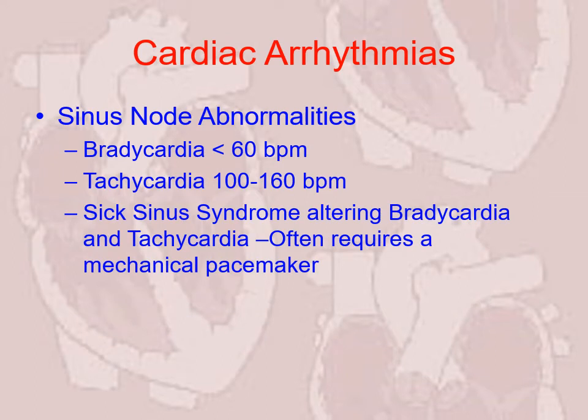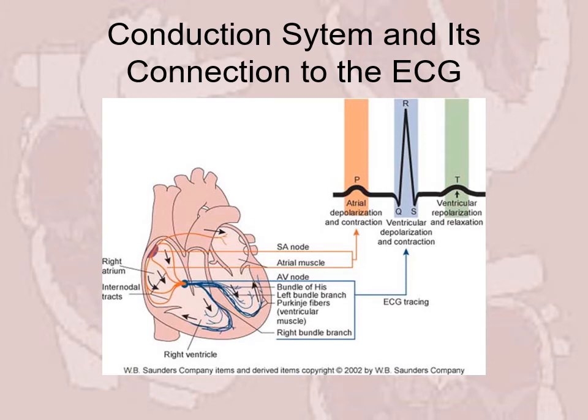Cardiac arrhythmias. Dysrhythmias, alterations in cardiac rate or rhythm, may result from damage to the heart's conduction system or electrolyte imbalances. Conduction system and its connection to the heart.